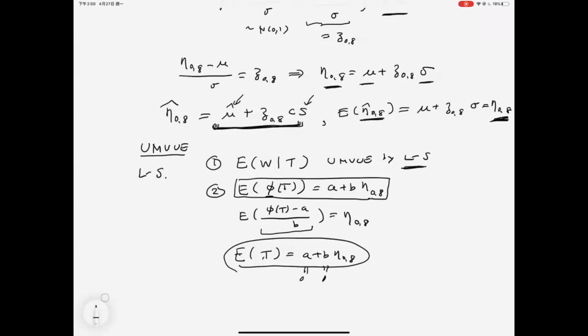Making sense? Okay, it's two already, so I'm not going further. I don't want to take your time away. I'm tired as well. Okay, so let me stop here.